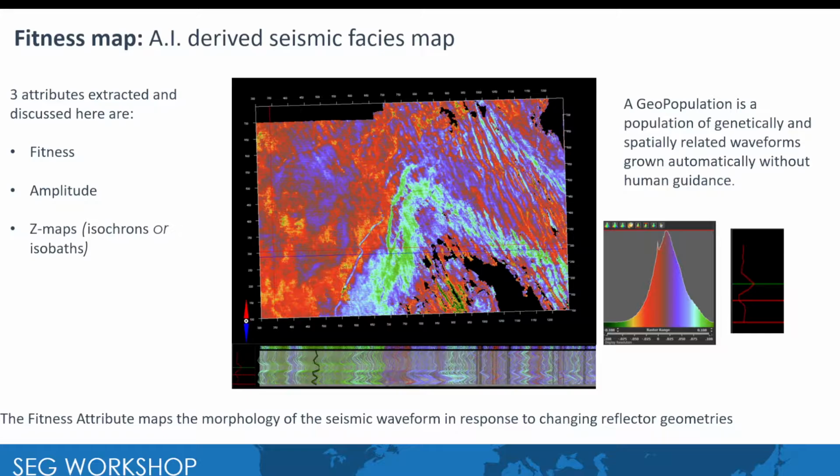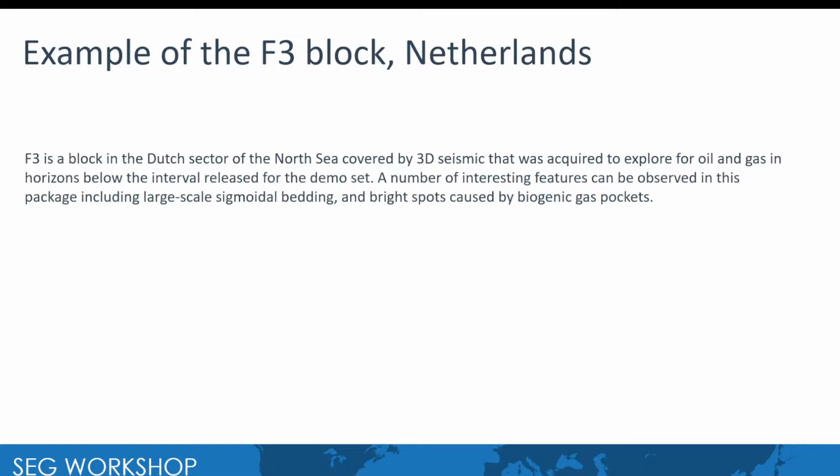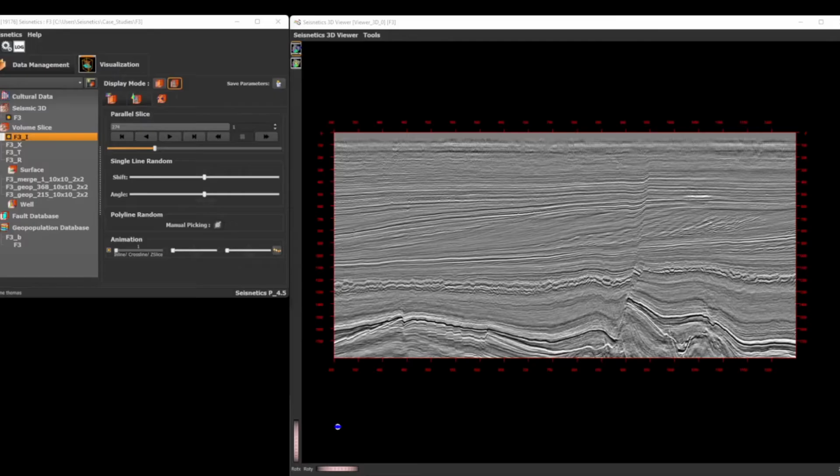And so this form of seismic facies mapping can be visualized as a surface or a volume and brings a new level of geological details when you combine it, of course, with other data such as well data. So now let's see how we apply this AI to the F3 block dataset, which is located in the Dutch sector of the North Sea. And you will see there are a number of interesting features that we can observe in this package, including large sigmoidal bedding and bright spots caused by gas pockets. And so I decided just to play a little video that might be more efficient to describe how it works.